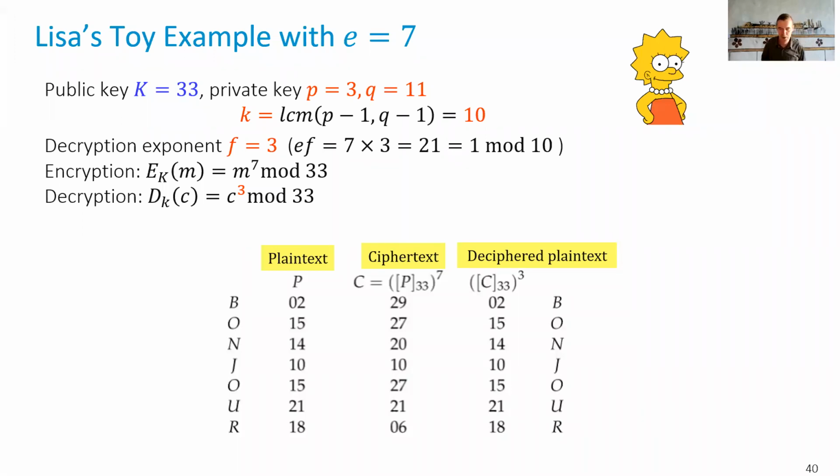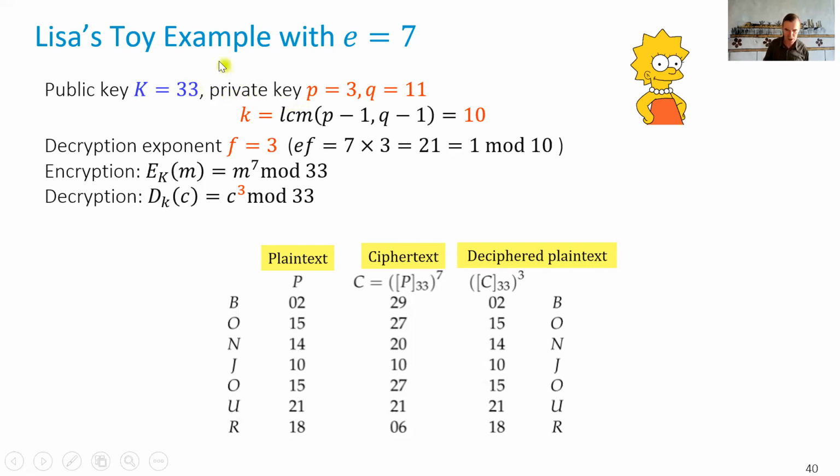Let's do a toy example to check how it works. I will use e equals 7. So 7 is also a prime number. It is very small. It doesn't have the form that I gave before, but it's a very small number that helps us do the thing easily. And the public key is 33. Right? So those are decimal numbers here.